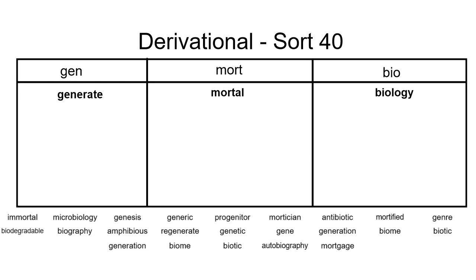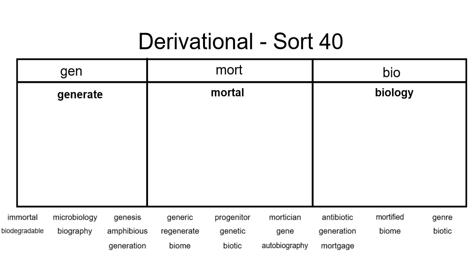Hi friends, today we are working on derivational sort number 40. This sort looks at the Latin roots gen, which means birth or beginning, mort, which means death, and bio, which means life.